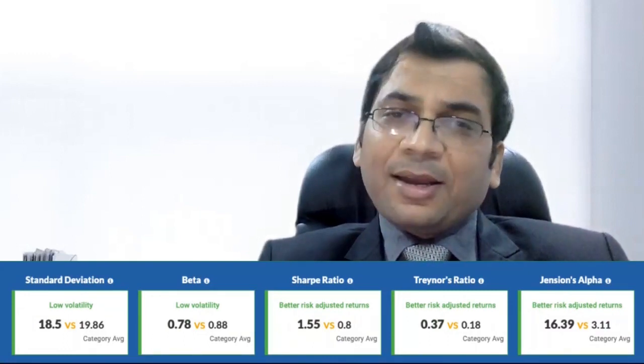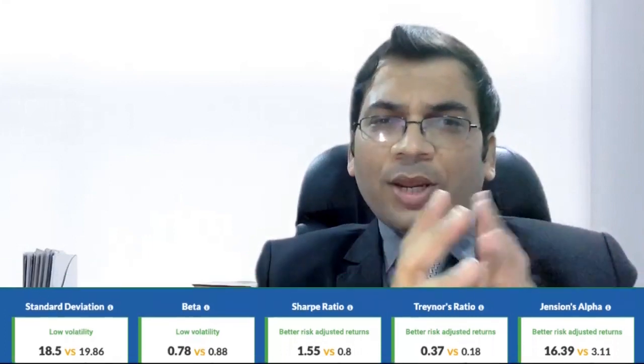Does it sound technical and complicated? Don't worry, it's not as complex as it sounds. We'll discuss and learn one by one. So starting with standard deviation. Standard deviation is a tool that tells you how much the return from a fund can deviate from its average return based on its historical performance.